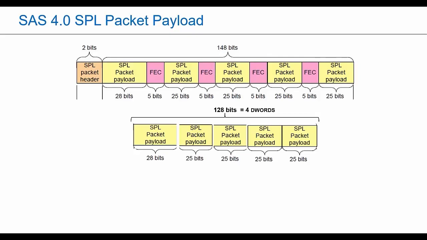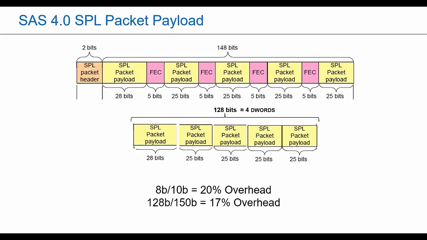Again, they could contain primitives or logical SCSI SMP data. Also could be idle. The logical idle packets in SPL are considered deletable at the PHY layer. So what's the point of all this? These packet mode structures are primarily to reduce overhead. AP10B has 20% overhead, now reduced to 17% in SAS4.